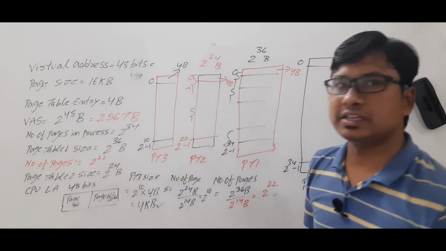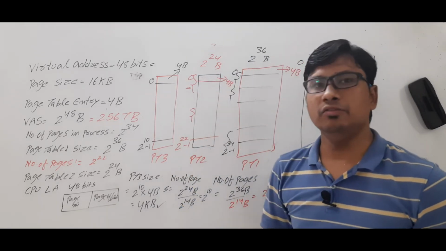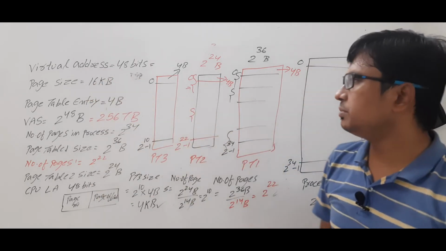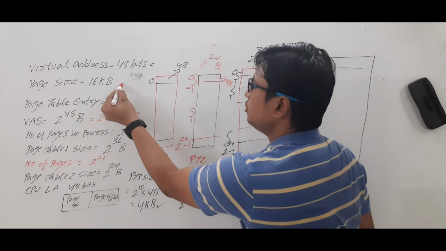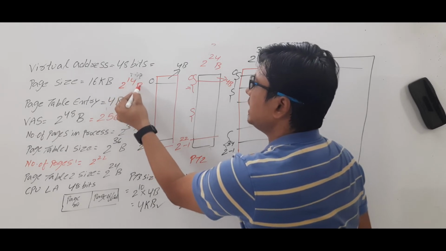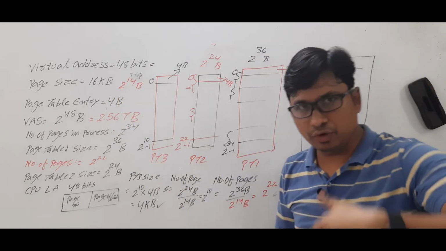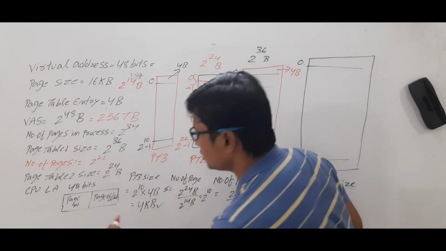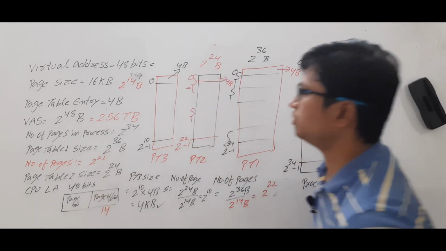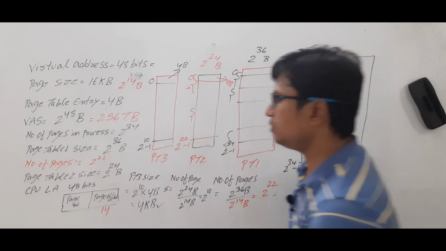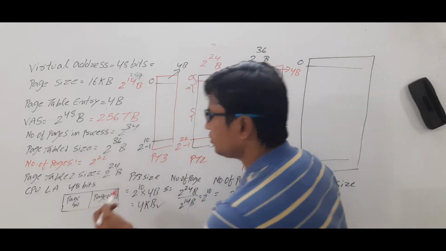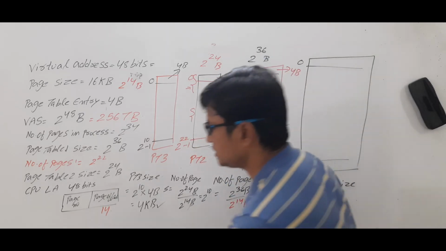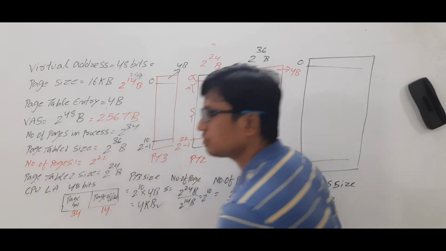The number of bits required for the page offset depends on the page size. What is the page size? 16 KB, which is nothing but 2 power 14 bytes. So if you have 2 power 14 combinations, how many bits are required? 14 bits. So the page offset will occupy 14 bits. Now the page number: the total is 48 bits, this is 14 bits, then this will be 34 bits.